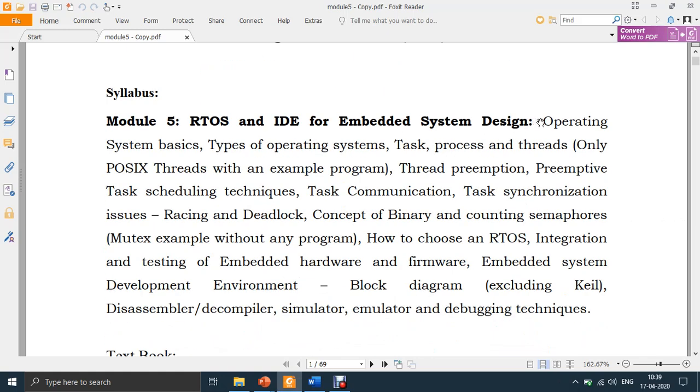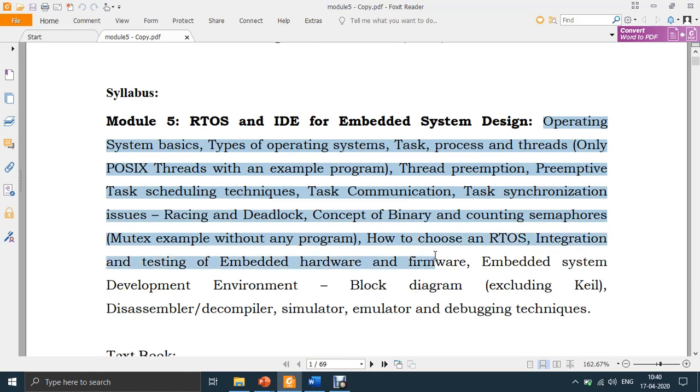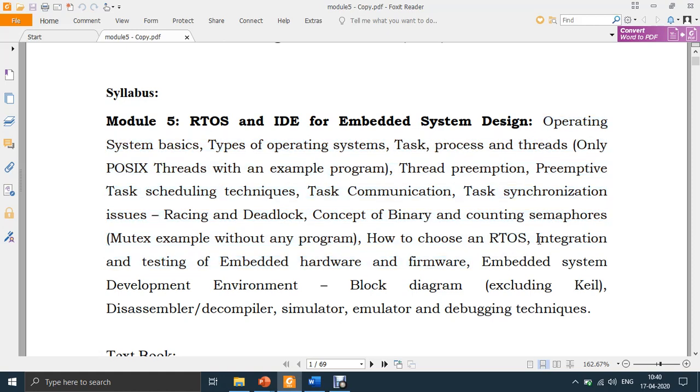It will talk about operating system basics, types of operating system, tasks, process, and threads, thread preemption, preemptive scheduling, task communication, synchronization, issues like racing and deadlock, concept of binary and counting semaphores, how to choose an RTOS, and a bit about integrated development environment, that is IDE.